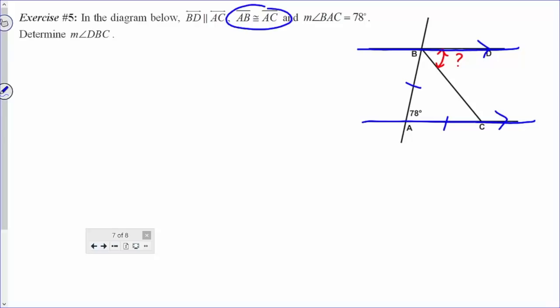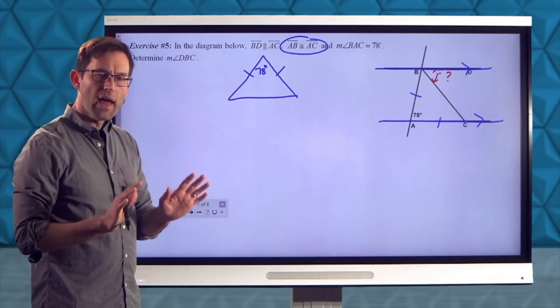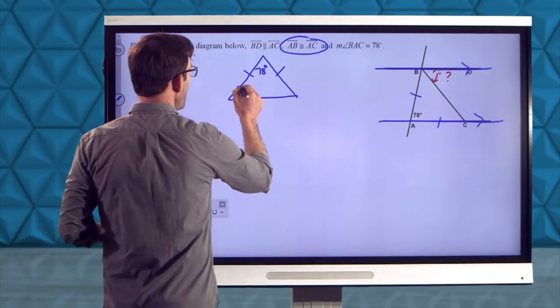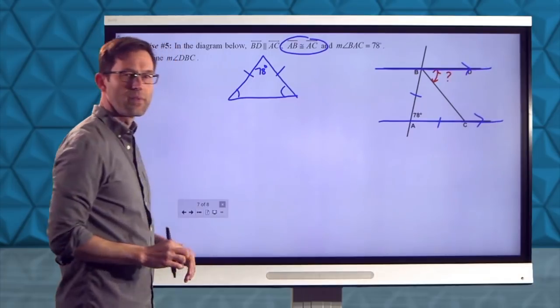Now what does that really tell me? It tells me that this triangle right here is isosceles, with these two sides being the equal ones and the 78 degrees being up here. Now that means that we know that these two angles are equal.